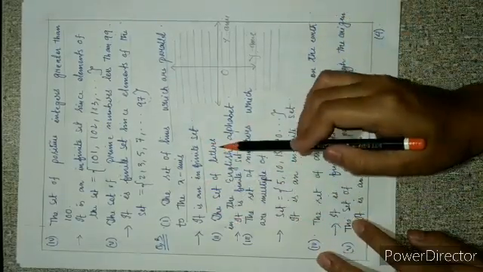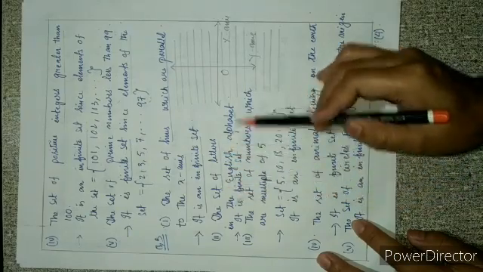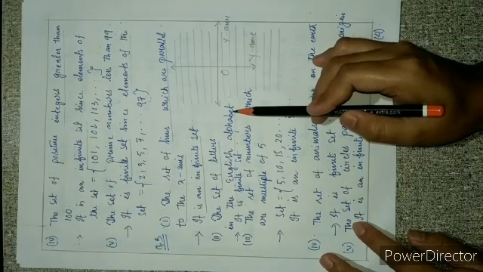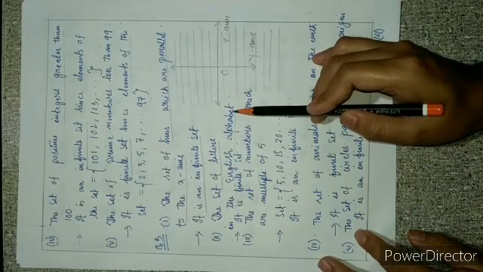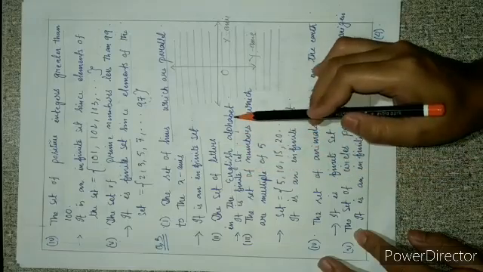Number 2, the set of letters in the English alphabet. There are 26 letters in the English alphabet. The given set is a finite set.